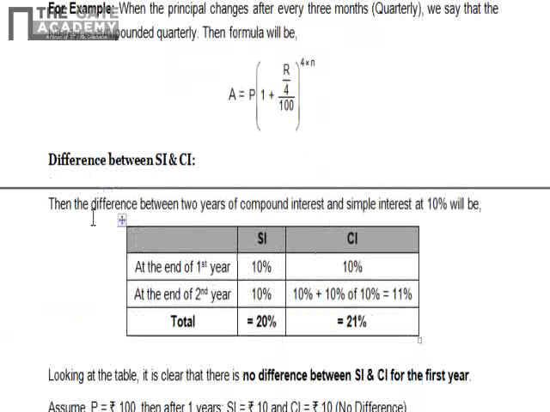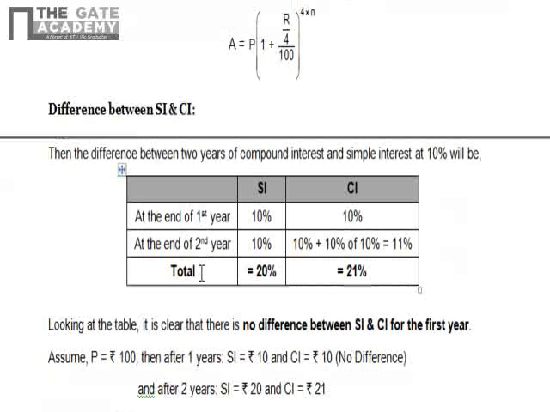Now there is a simple concept. If you look at the concept, you'll be very clear about the difference between SI and CI.